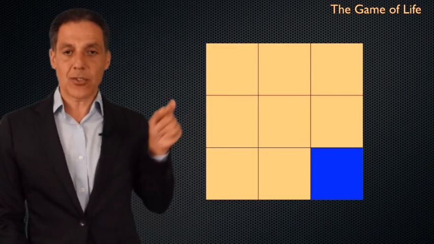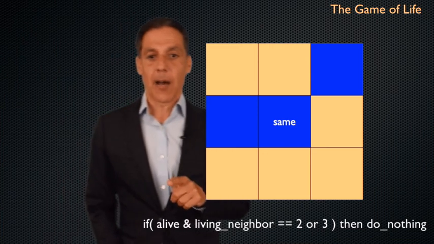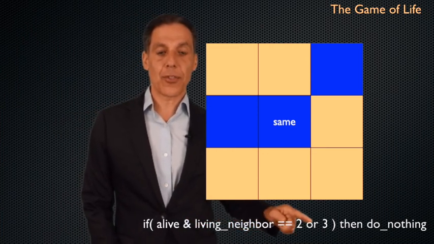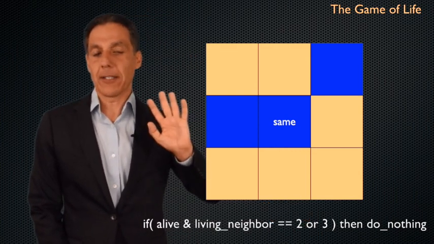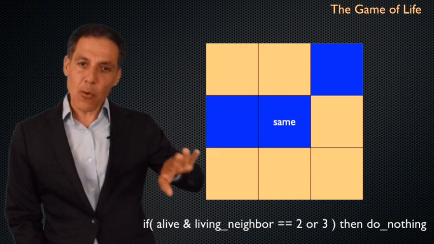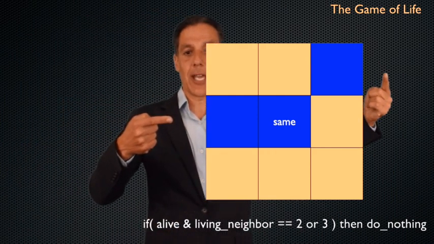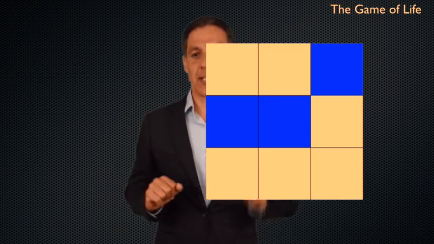I'm only making a decision for that central one right now. Okay, so that was rule number 1. Rule number 2, if I'm alive and the living neighbors is 2 or 3, then there's nothing to do, right? So we're fine. Once you get to 4, then you have to worry about it. For example, in this case, I have 2 living neighbors. I'm alive, and so everything stays the same. I don't change. Okay, good.